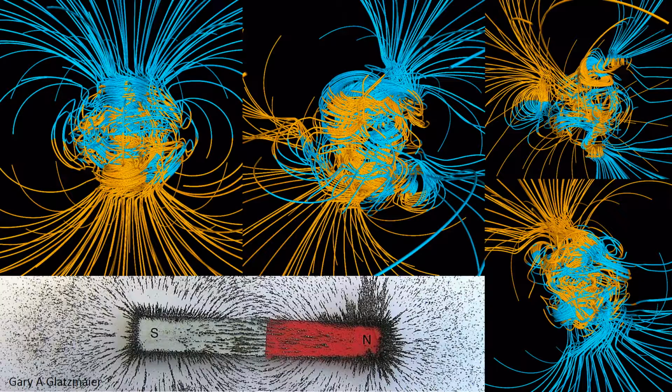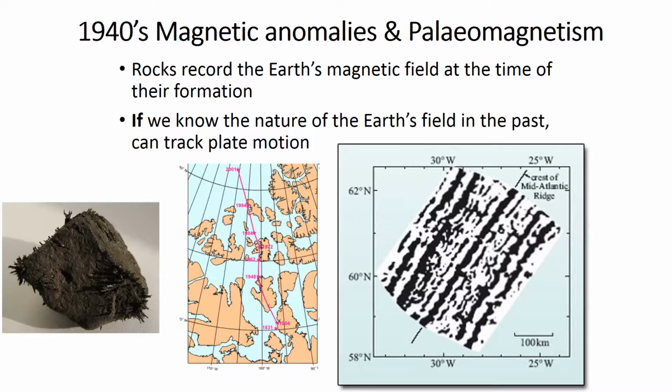So when you have a compass, it doesn't just point north-south, but you could also make a compass that points up and down. And the amount up and down can tell you where you are on the Earth. So if you have a compass that's pointing horizontally, that tells you you're somewhere near the equator, whereas if you've got a compass needle that's pointing down, that tells you you're somewhere near the poles.